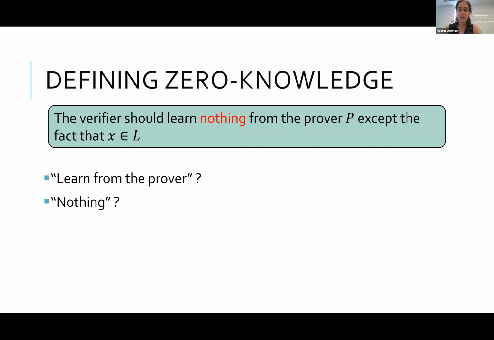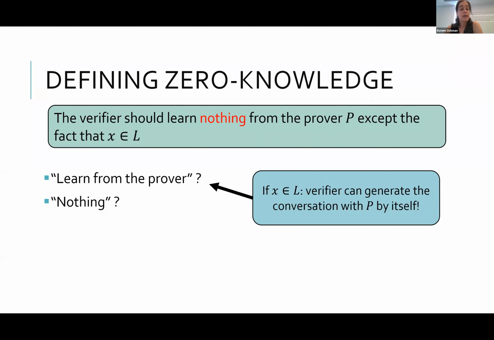And the definitions, after some evolution and many different variations, it turns out that the right way to think about this is through something called a simulator. So I'm going to say that the verifier learned nothing from the prover if the verifier can basically generate the same conversation that it would have with the prover by itself. So if only you knew that this instance was in the language, you could have generated the entire conversation that you would have had with the prover without the prover even being there. So think about the Sudoku example.